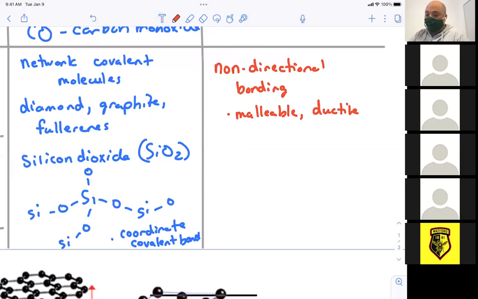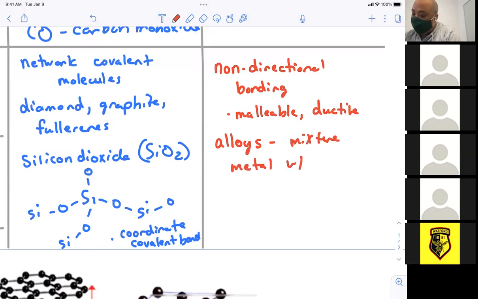Okay. The second idea is alloys. An alloy is a mixture of a metal with a metal or non-metal.